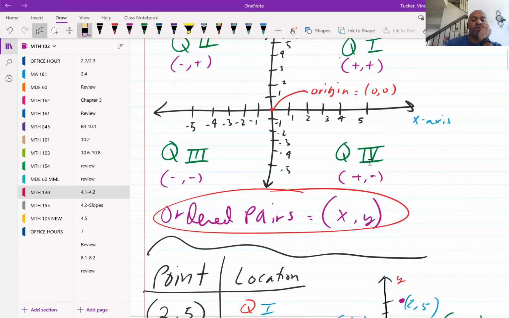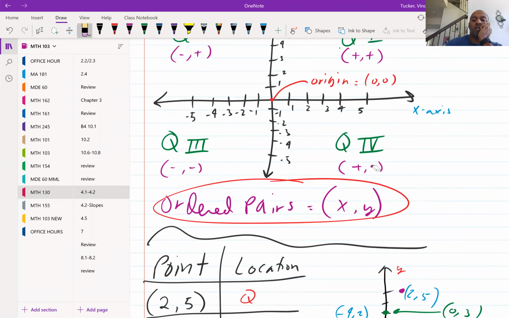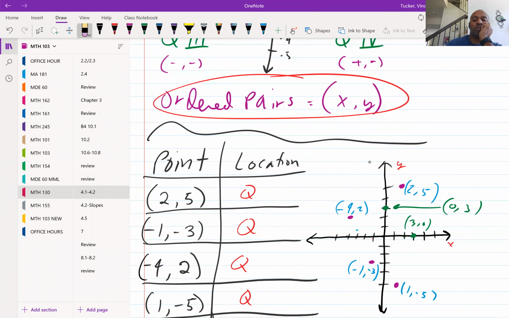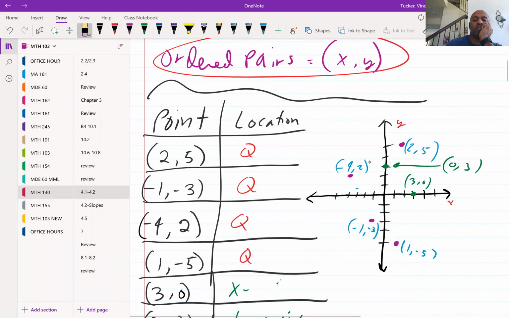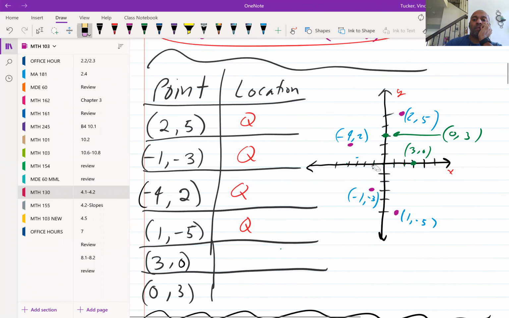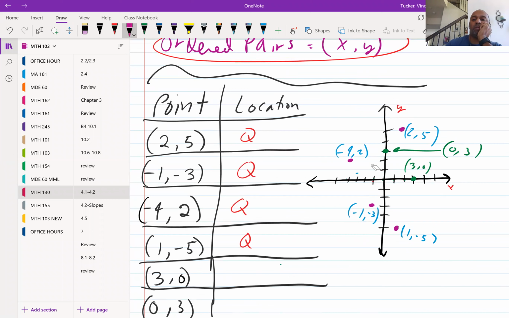All right, let's look at graphing these. I'm going to erase this stuff and then walk through it. I guess I can leave it there.